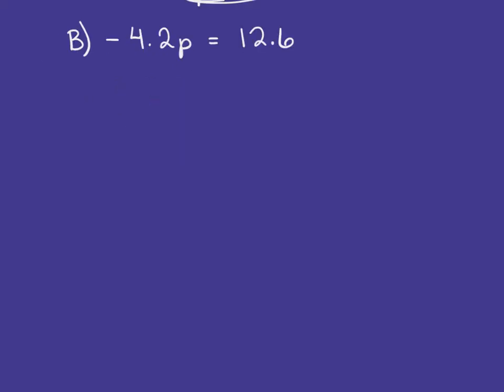For part B, we have negative 4.2p equals 12.6. So we have a number times p. So we're going to undo that by dividing both sides by this number, negative 4.2. And so on the left side, we get p. On the right side, a positive divided by a negative is a negative, and the result is negative 3.